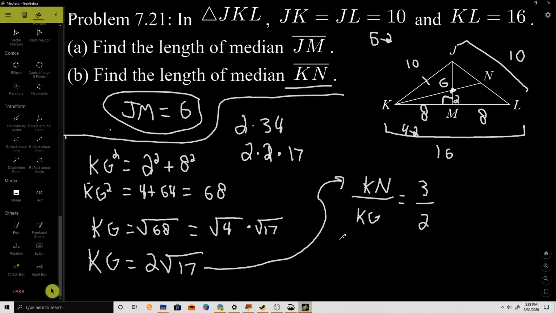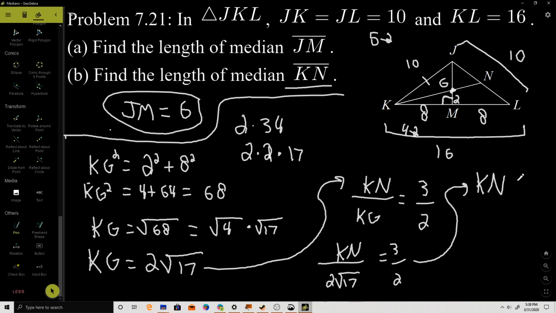Now just plug in our values. KN over 2 square root of 17 equals 3 over 2. If I multiply 2 times the square root of 17 on both sides, we get that KN is equal to, well, the 2 cancels out, so we just have 3 root 17. And that is our answer.